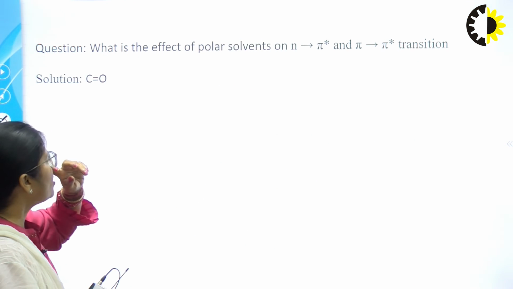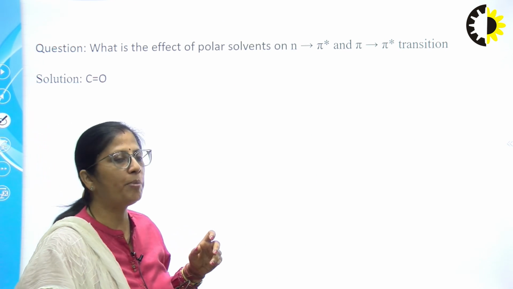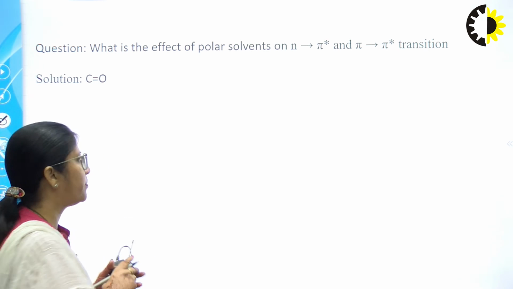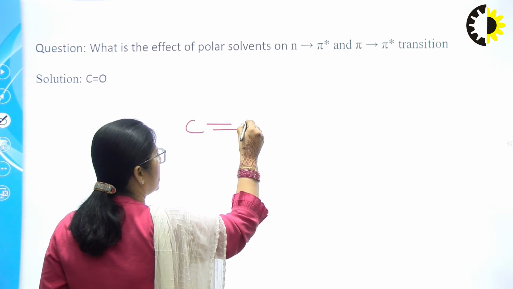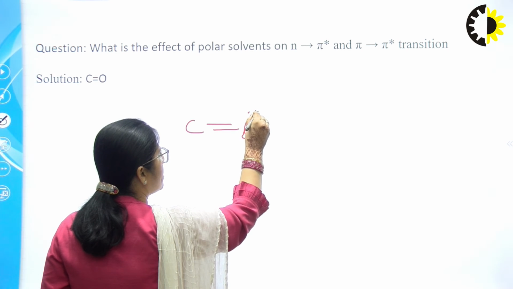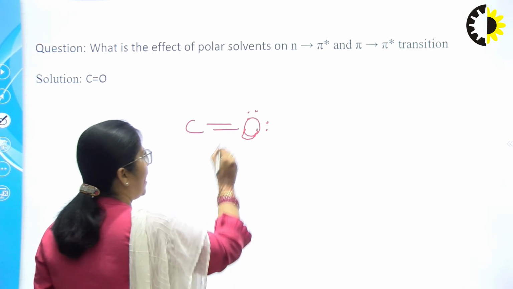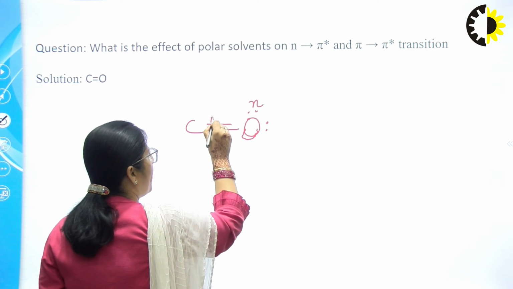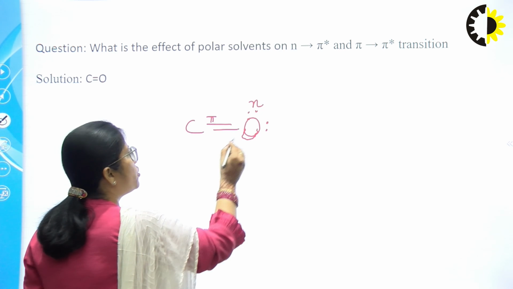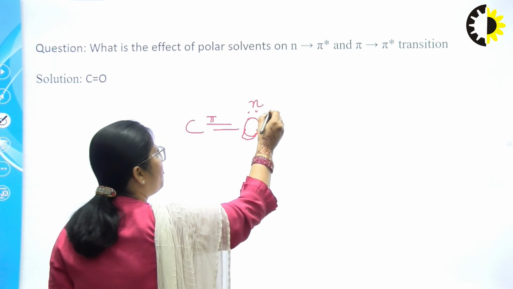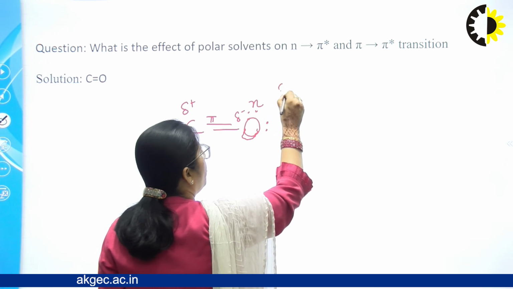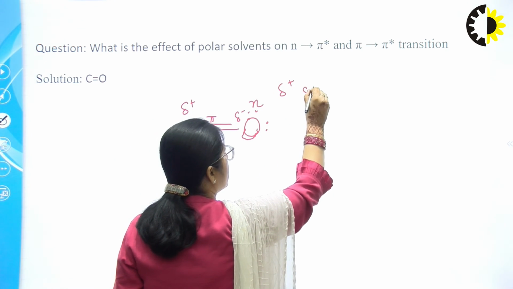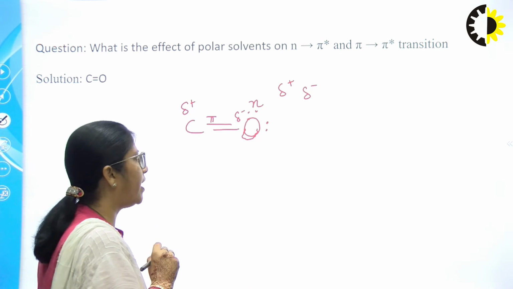Next, what is the effect of polar solvents on n to pi star and pi to pi star transitions? Here you can see n to pi star, which I have already discussed. This is the n electrons and this is the pi electrons. So for the n to pi star transition, if we have a polar solvent, as I have already discussed, it has positive and negative ends.